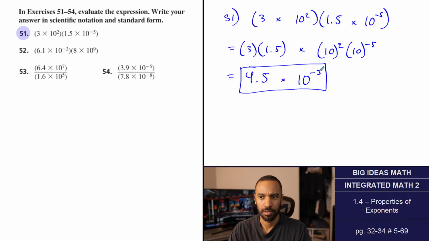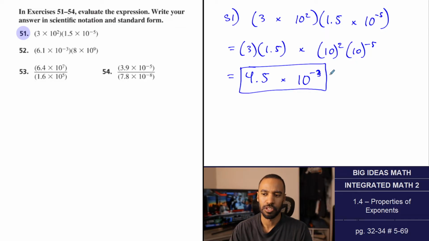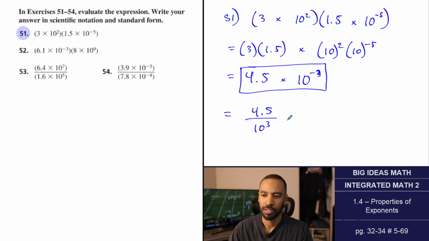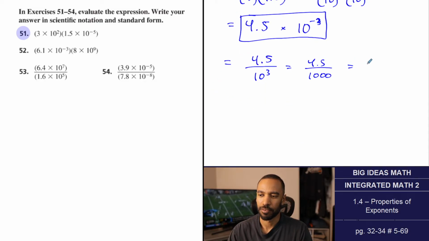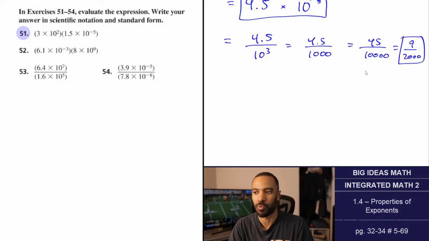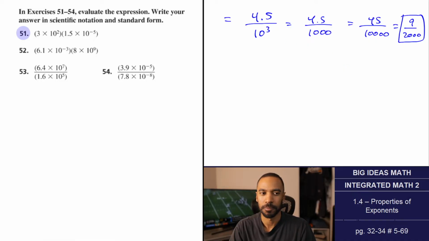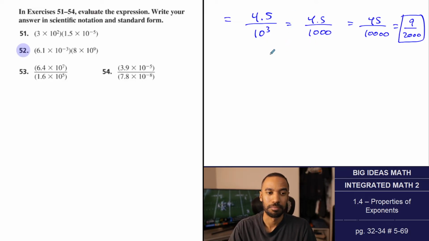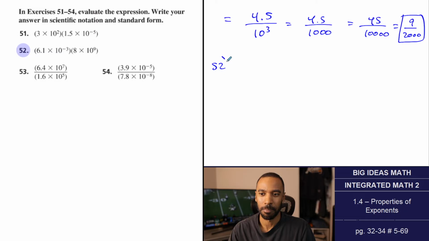I don't know what they mean by standard form, if they actually mean evaluate it. And if they do, then I'll go for it. This becomes 4.5 over 10 cubed, which is 4.5 over 1,000, which is 45 over 10,000. And I can definitely divide these by 5. That becomes 9 over 2,000. So if that's what they meant, great. There are some of these where I don't know if I'll be able to do it in my head like that, but there's one. Number 52. I apologize if that's not standard form, by the way. I'm actually not bothering to look it up, but that looks good to me.